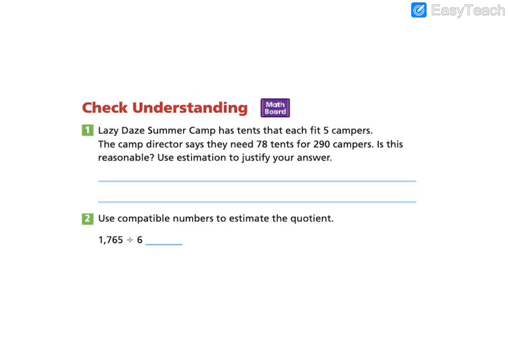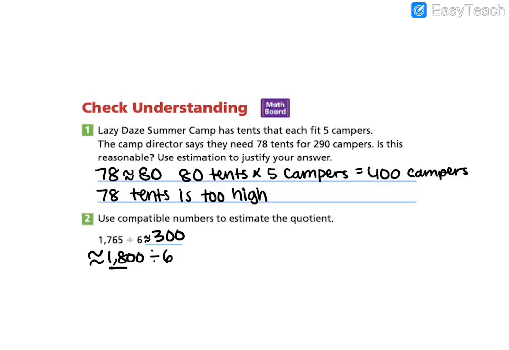All right, go ahead and solve the check understanding problems and press play when you are ready to check your work. All right, for number 1, I went ahead and estimated 78 tents as about 80 tents. If the camp director wants to have about 80 tents and each tent can hold 5 campers, then she can hold up to 400 campers in 80 tents. Now, she only needs enough tents for 290 campers. Therefore, 78 tents is too high. It is not a reasonable estimation.